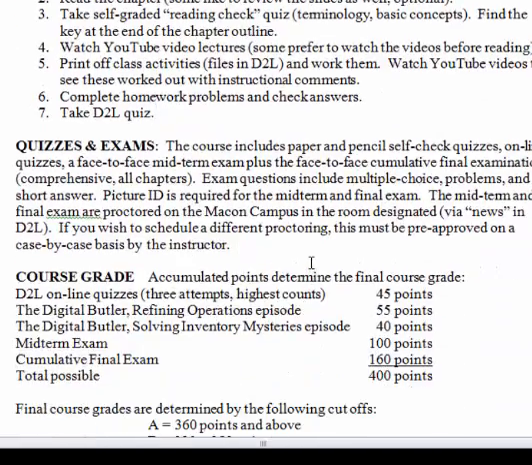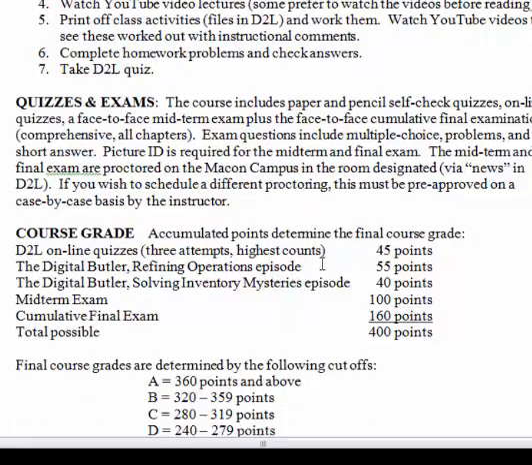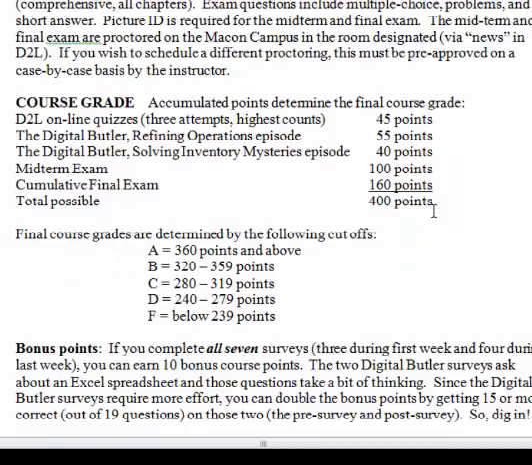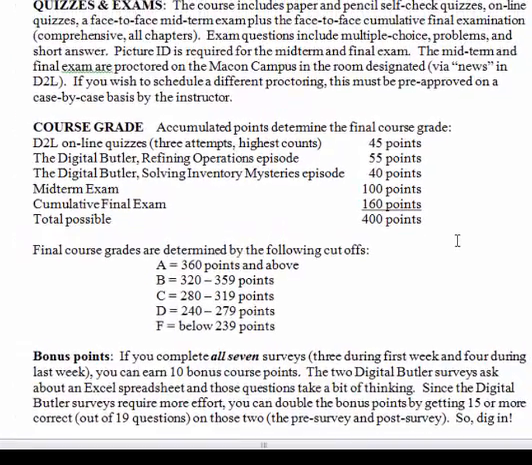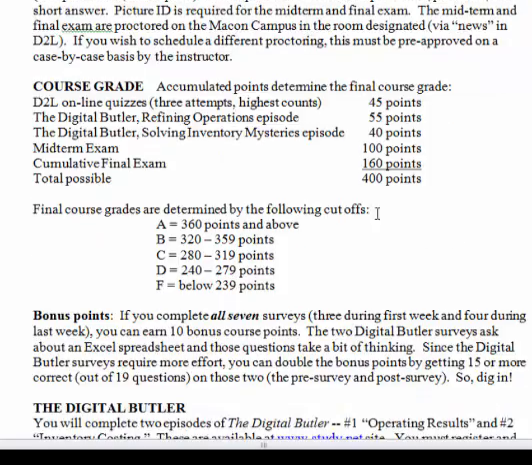Okay, the quizzes and exams. The quizzes are online, and there's one for each chapter. As I mentioned earlier, the midterm and the final are face-to-face on the Macon campus. Here's the points for the various items that you're completing in the course, up to a total of 400 points. And however many points you accumulate, it tells you where your grade cutoff would be. So 360 points or more puts you in the A slot, and so forth. We'll talk in a minute about what these 2 digital Butler projects are.